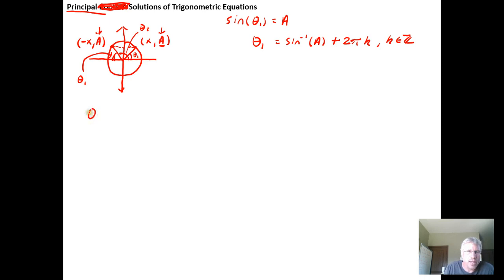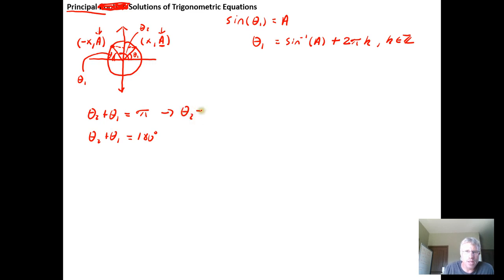So theta 2, the second angle that generates a side ratio of a, plus theta 1, the first angle that generates a side ratio a, they are actually supplementary angles. They add up to 180 degrees, or pi radians. So theta 1 plus theta 2 equals 180 degrees, or pi radians. So if I want to get theta 2, this second angle that generates a side ratio of a, I just subtract theta 1 from both sides.